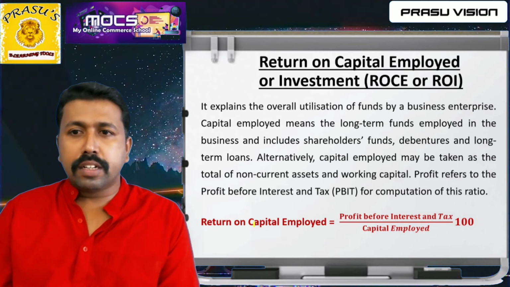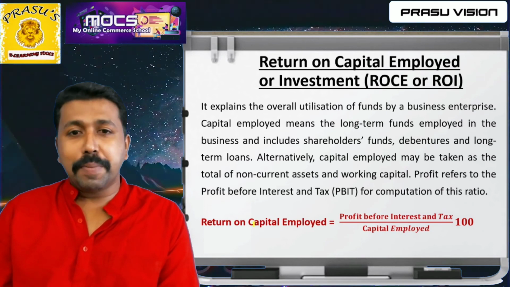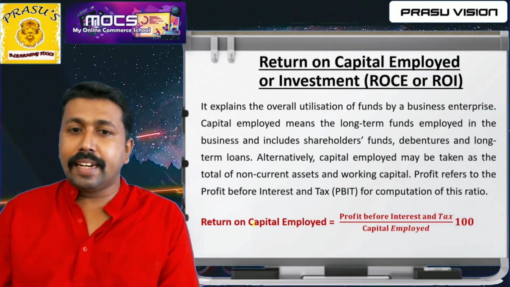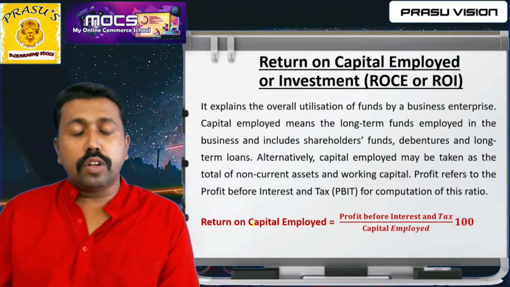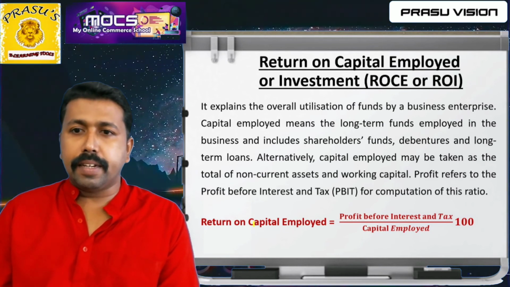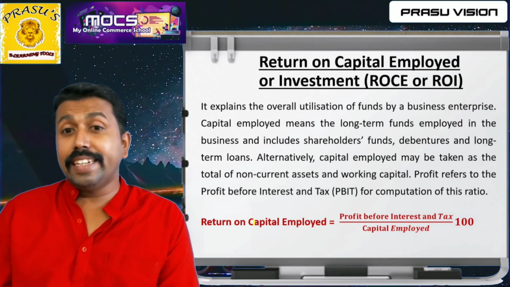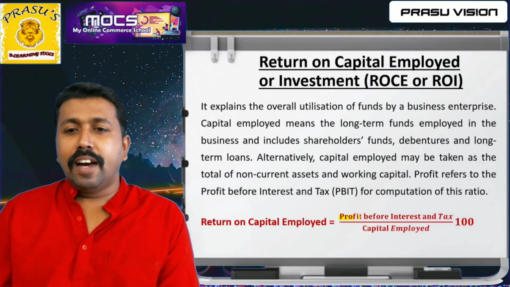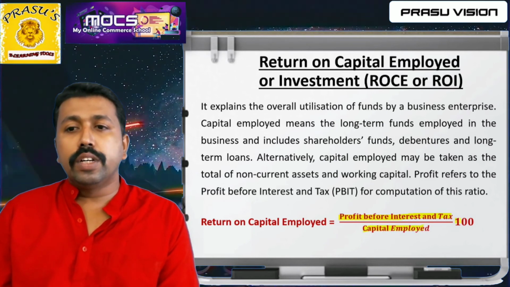Capital employed means the long-term funds employed in the firm, which may include shareholders' fund, debenture, long-term loan, etc. Alternatively, capital employed may be taken as the total of non-current assets and working capital. Not the total of all assets, but the total of non-current assets and working capital. Profit always refers to profit before charging interest and tax. So the equation we can frame: ROI is equal to profit before interest and tax divided by capital employed into 100.